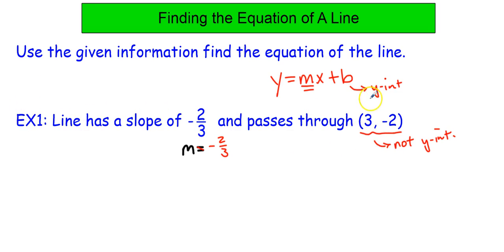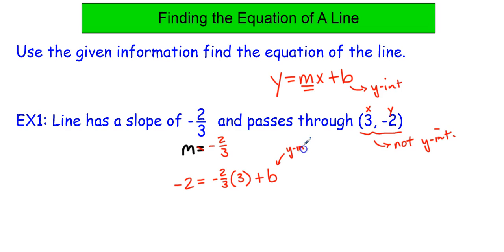Okay, so I don't have the y-intercept, but I do have an x and a y. So wherever I see x, I'm going to plug in 3. Wherever I see y, I'm going to plug in negative 2. So let's go ahead and go through that. So I know negative 2, and I'm just plugging right into this equation up here. I know negative 2 is equal to negative 2/3, and then times x plus b. And b is the variable. Remember, this is the y-intercept.